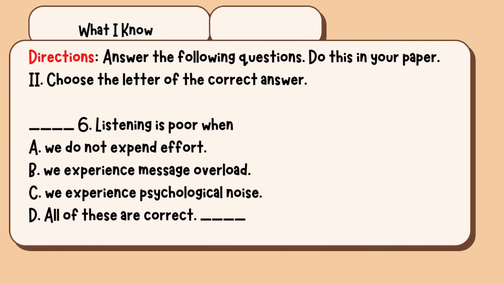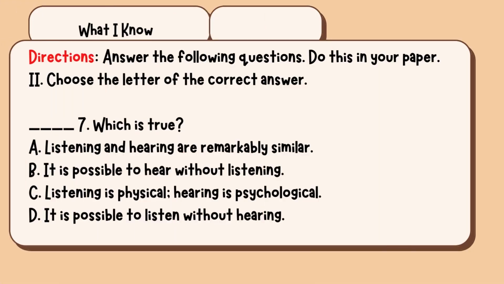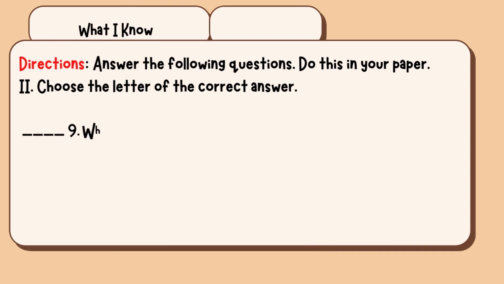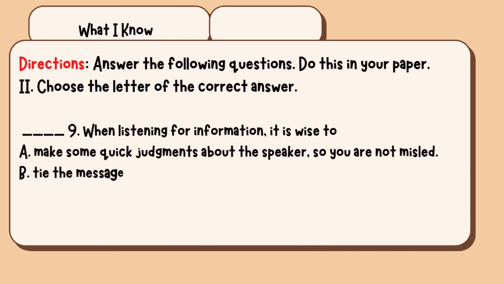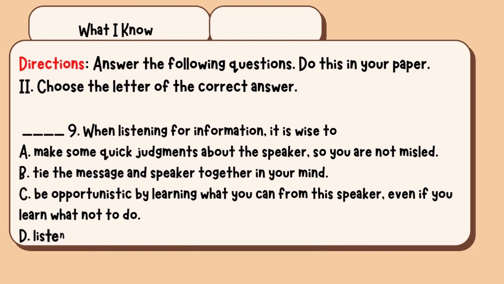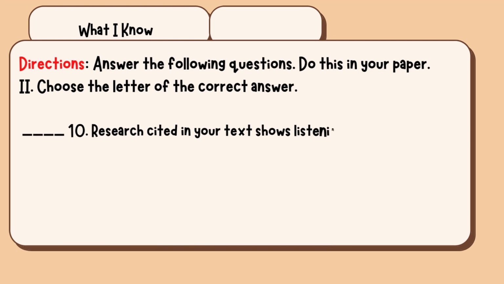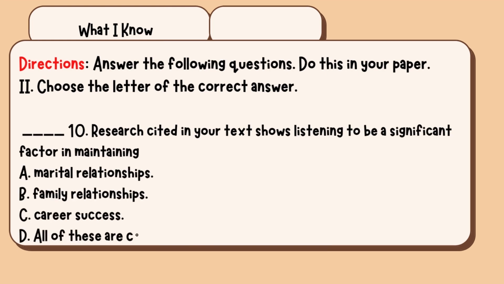Now, for the direction of this, the first part is the true or false. You just need to write true if the statement is correct and false if you think it's wrong. Okay. For the second part, answer the following questions. Do this in your paper and then choose the letter of the correct answer. So, say for example, number 6. So, this is the question. Listening is poor when, and then you have your options. Okay. All you have to do is to write down the letter of the correct answer. No need to copy the question itself. And that goes up to 10. Okay. Number 9 and 10.